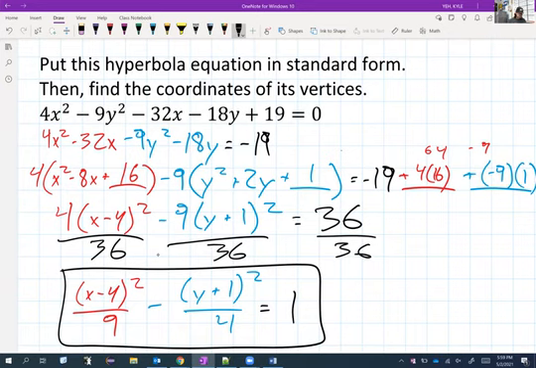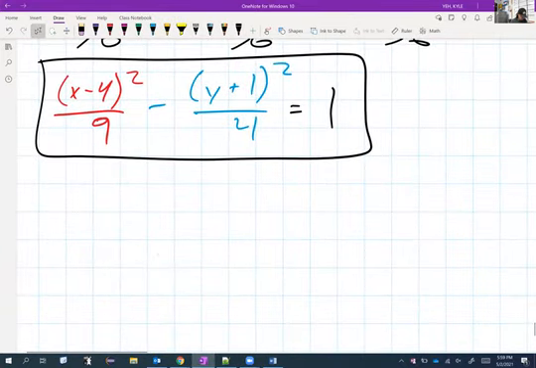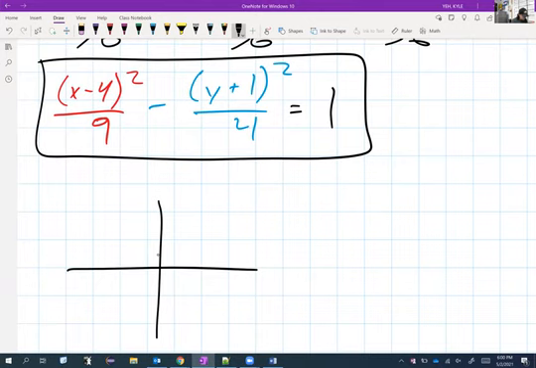Now we're asked to find the coordinates of its vertices. So to do that, I'm going to make a quick sketch. Again, it doesn't need to be pretty. But I know the center, even though I wasn't asked for it, the center looks like (4, negative 1), just from my numerators. What will make those numerators 0? So (4, -1) is my center. And then remember, we need to go to our transverse axis. That's the distance from the center to each of the vertices.